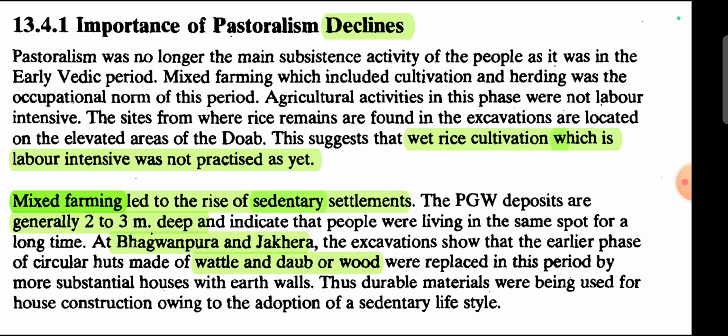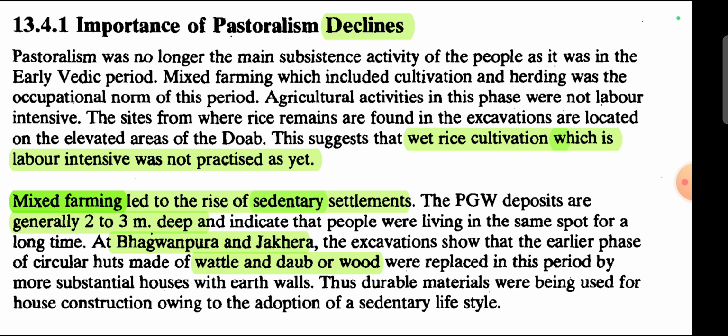Importance of pastoralism declines. Pastoralism was no longer the main subsistence activity of the people as it was in the early Vedic period. Mixed farming, which included cultivation and herding, was the occupational norm of this period. Agricultural activities in this phase were not labor intensive. The sites from where rice remains are found in the excavations are located on the elevated areas of the Doab. This suggests that wet rice cultivation, which is labor intensive, was not practiced as yet.